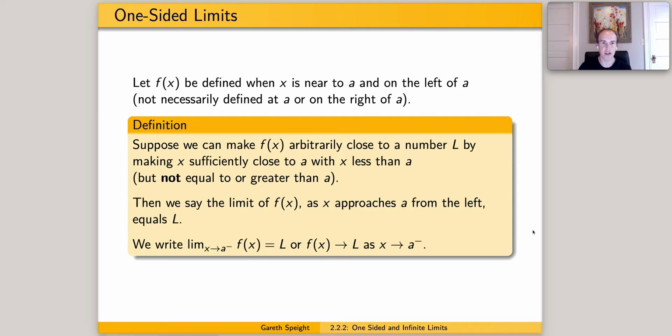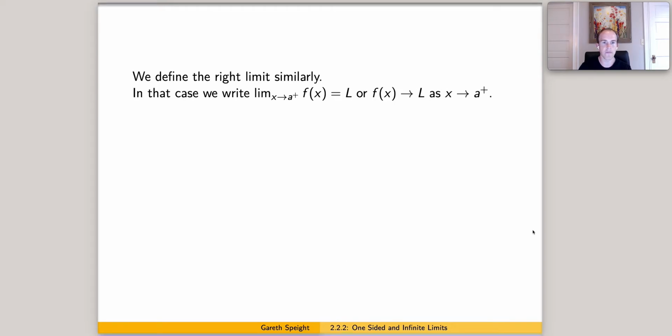And as you can guess, we define the right-sided limit similarly, right? So we have the same notation, x tends to A plus, meaning we come from a little bit bigger than A. Limit x tends to A plus f of x equals L, or f of x tends to L as x tends to A plus. And the idea is the same. So we can make the values of f of x as close as we like to L by making x sufficiently close to A with x bigger than A in this case. So it's the other way around. And we don't care at all in this case what happens on the left and what happens when x equals A. For left limits, we care what happens when x is less than A, and for right limits, we care what happens when x is bigger than A.